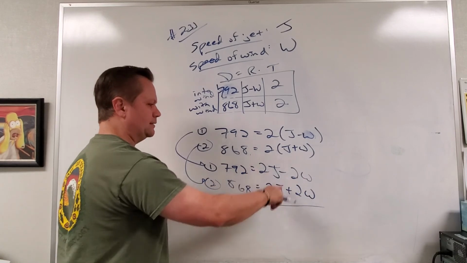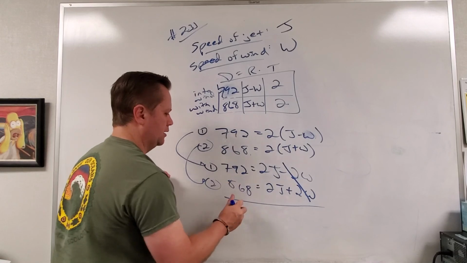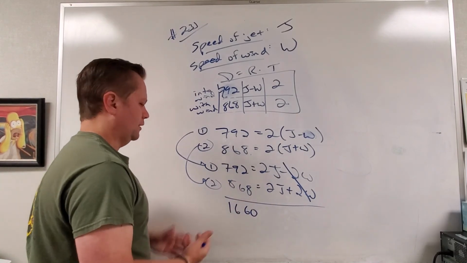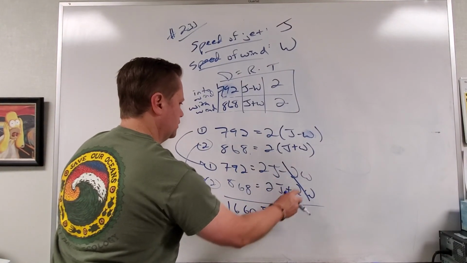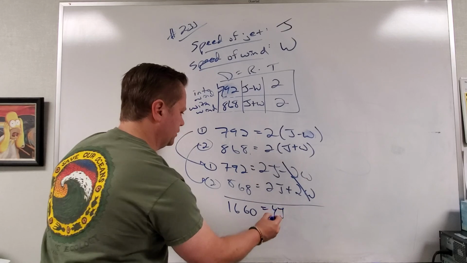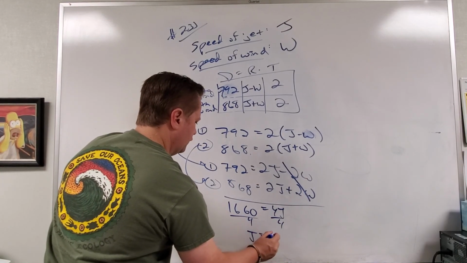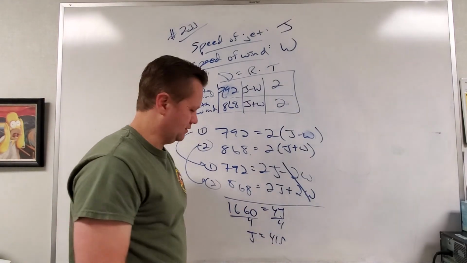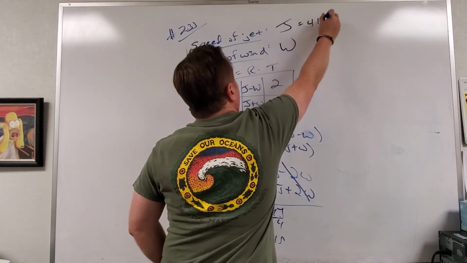I'm going to add these together now because these do cancel. I'm never going to add things together if they don't. 868 plus 792 is 1660. And then 2J and 2J is 4J, and of course the negative 2W and 2W canceled. Divide by 4, I get J is 415. So the speed of the jet is 415.